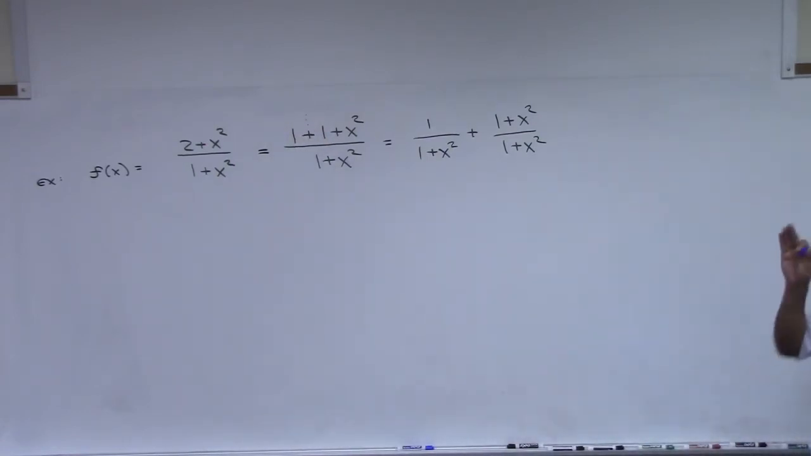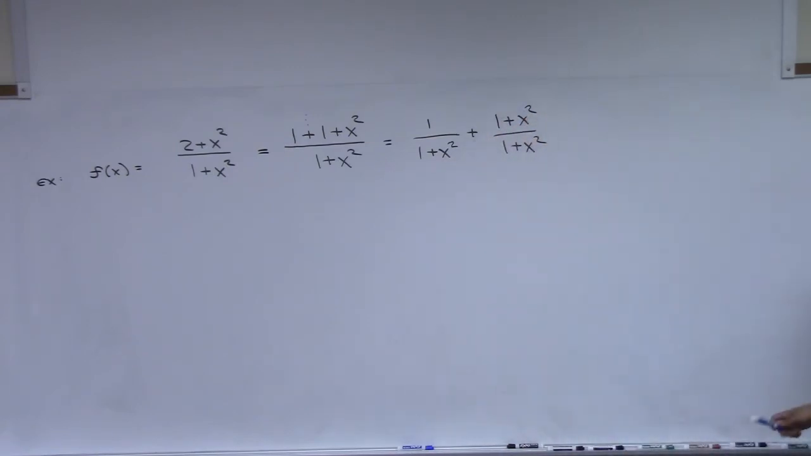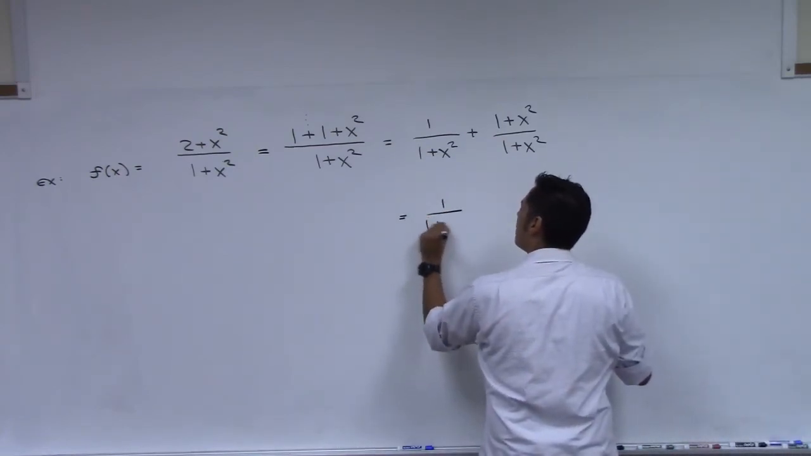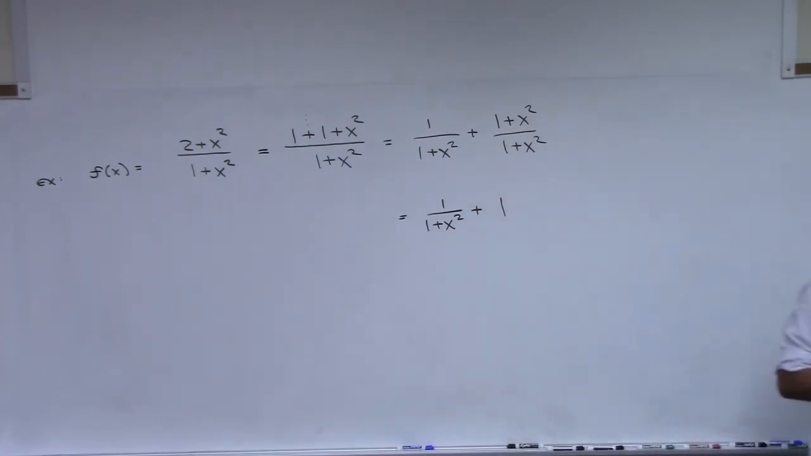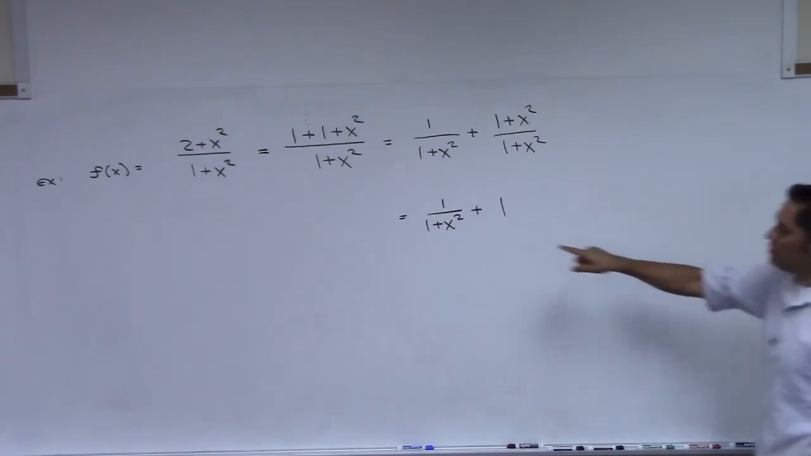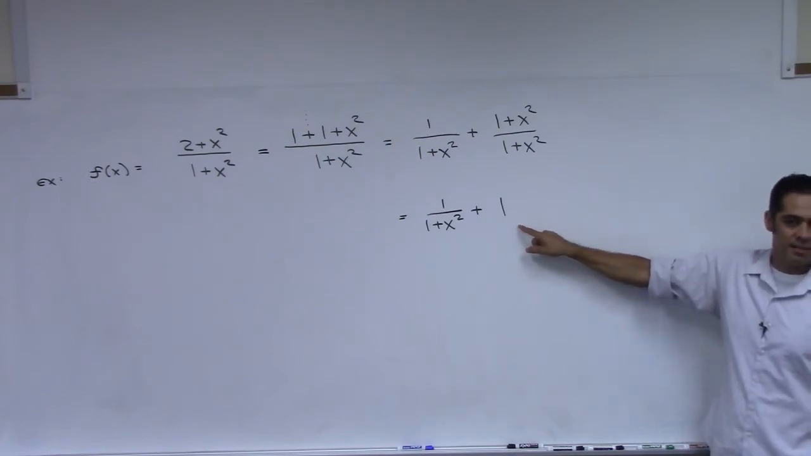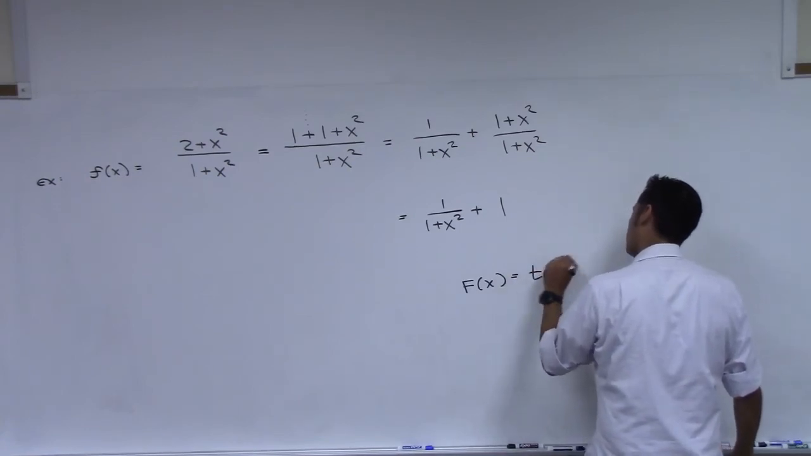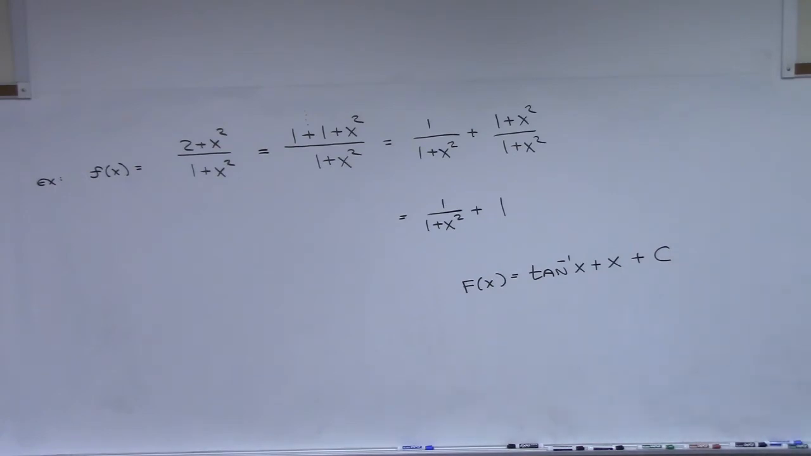I went into the 1 over the denominator, and then the 1 plus x squared over the denominator. And do you see what the second term is? That's just 1. So this is now 1 over 1 plus x squared plus 1. 2 terms separated by addition. Right? And do you know the antiderivative of this? Arctangent x. Do you know the antiderivative of 1? Just x. So capital F of x should be arctangent x plus c. Wasn't that kind of nifty?